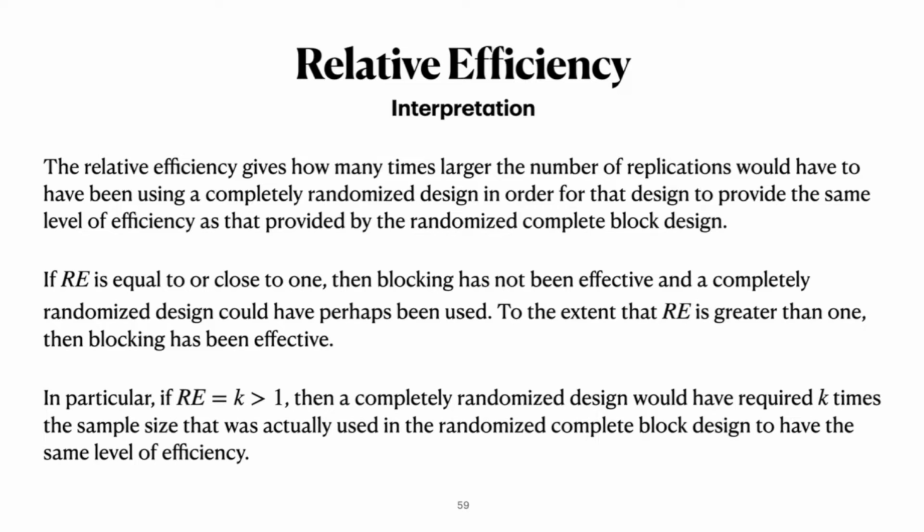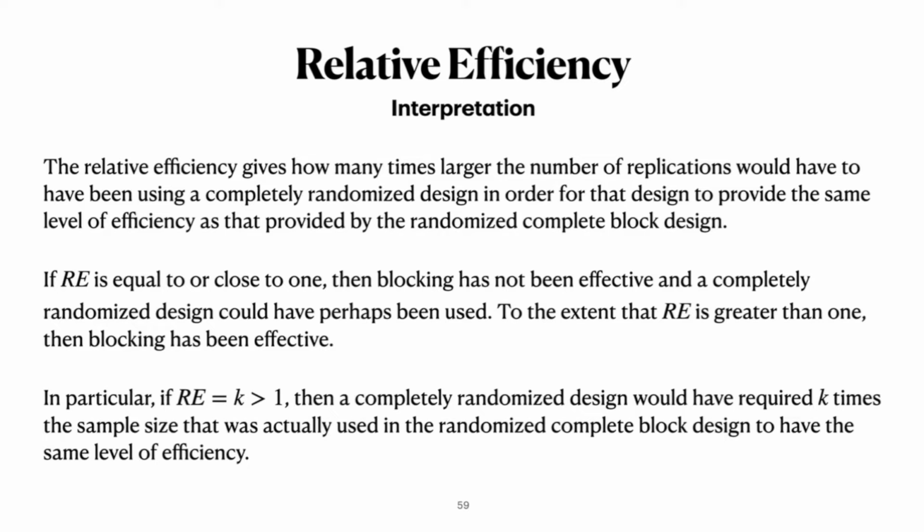If the relative efficiency is equal to 1 or close to 1, then that would indicate that blocking has not been that effective and perhaps a completely randomized design could have been used. To the extent that the relative efficiency is greater than 1, though, blocking has been effective. And so the larger the relative efficiency, the greater it is than 1, then we can conclude that the more effective blocking has been.